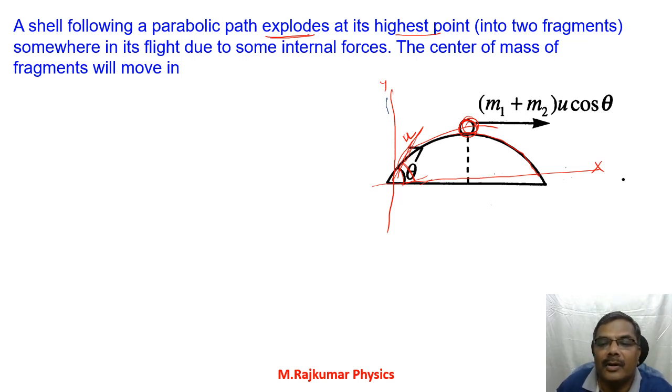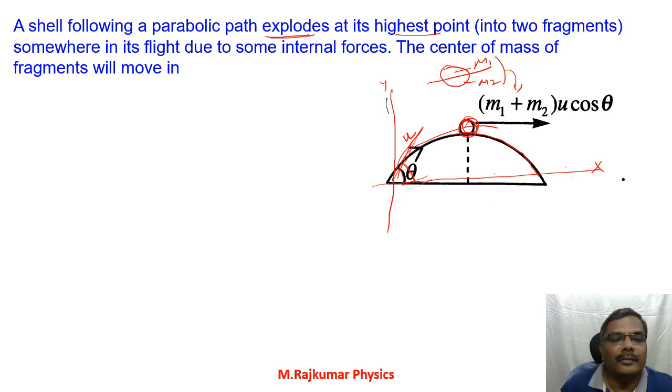So this ball is cut into two like this. This mass is m1 and this mass is m2, so the total mass is m1 plus m2. They are asking, the center of mass of the fragments will move in which direction?